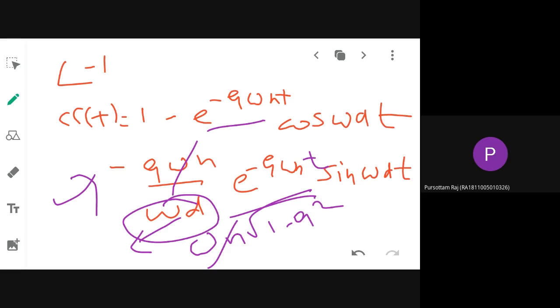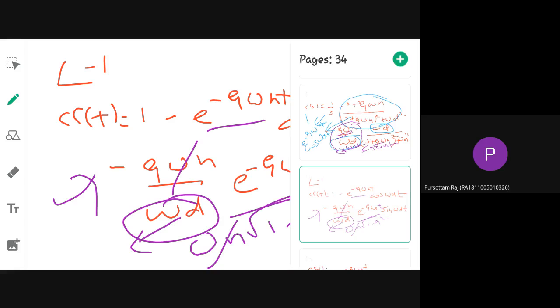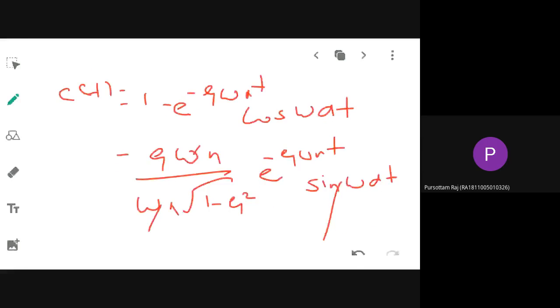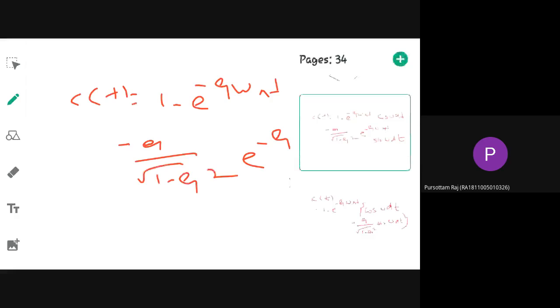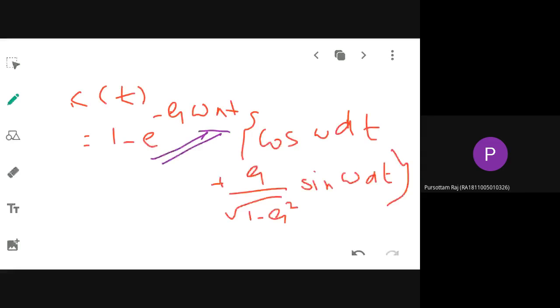Okay, now that one only I have done. So this substitution I have made, so that this omega n gets cancelled. Now I will be taking this common term out of the equation. Okay, one more step. Here I have taken that term commonly out. So inside the bracket I will have cos omega d t plus zeta divided by square root of 1 minus zeta squared into sin omega d t.